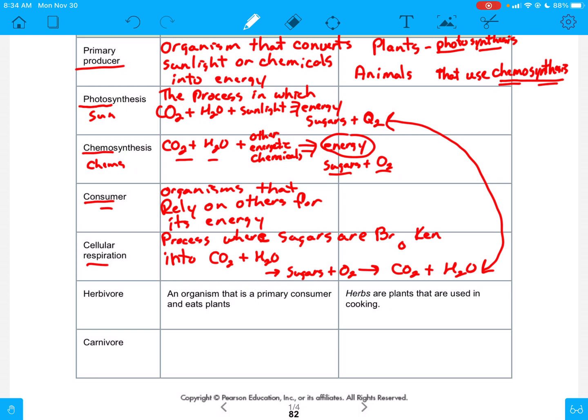Kind of cool. Looks like herbivore is already done for you. That's an organism that primarily is going to eat plants, okay? And then a carnivore, that's an organism that primarily eats meat. Okay, we got your meat eaters, your sharp tooth, if you will, okay? So that's those, and now let's move on to the next one.